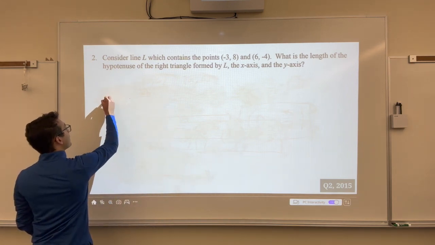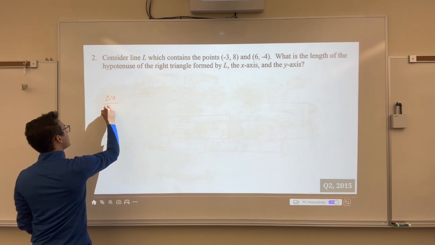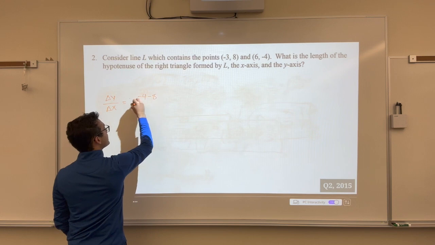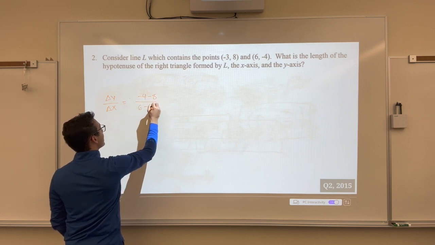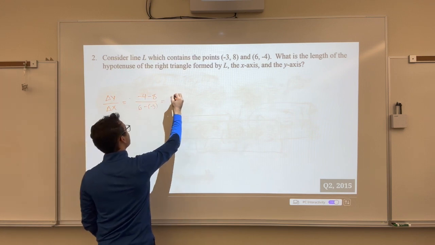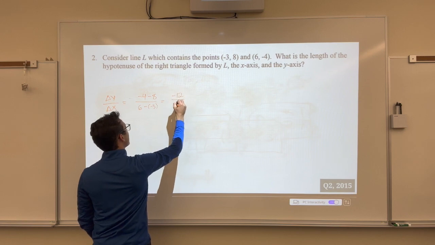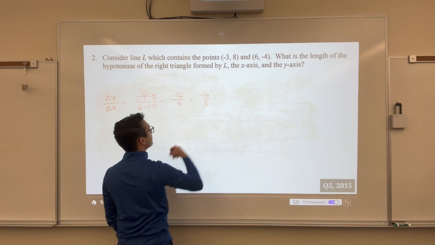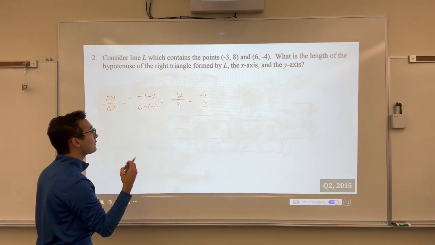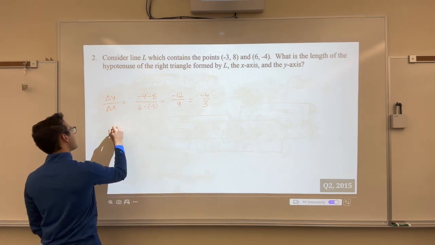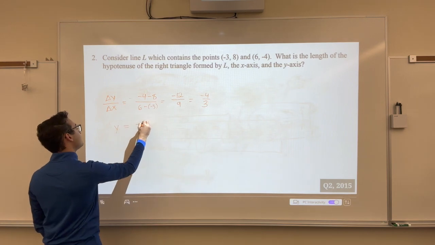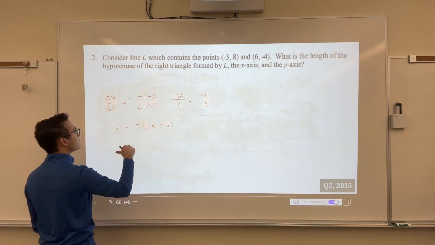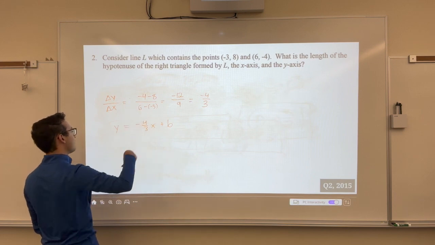That would be change in y over change in x, which equals negative 4 minus 8 over 6 minus negative 3, which is equal to negative 12 over 9, which is equal to negative 4 over 3. Now that we have the slope of the line, let's solve for the y-intercept. So we would say that y is equal to negative 4/3 x plus b. And we can plug in one of our points. Let's just plug in (6, -4).